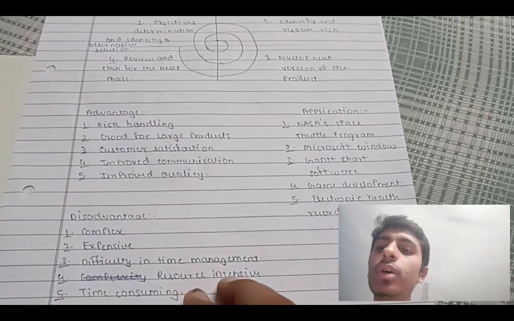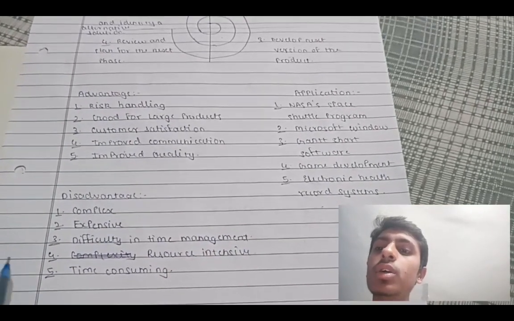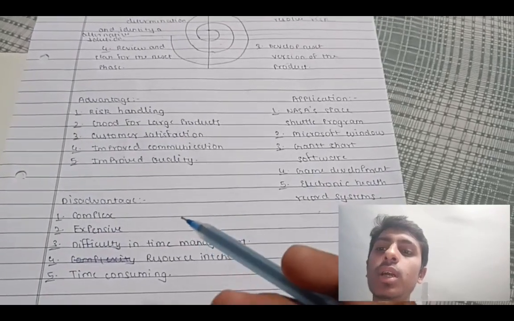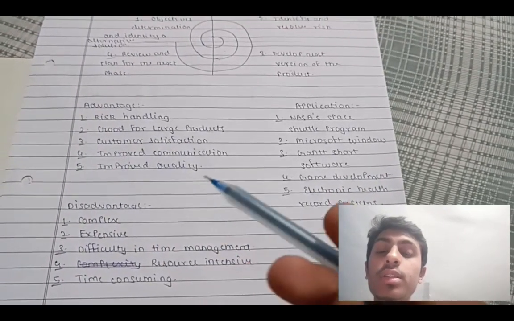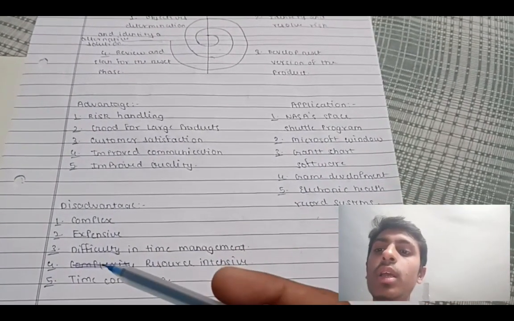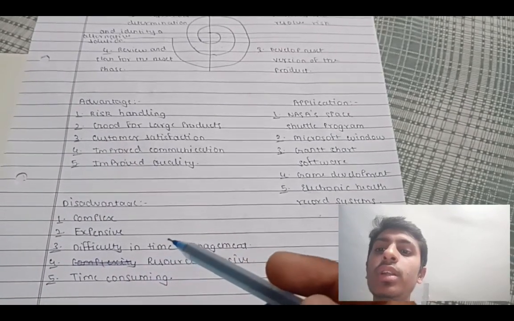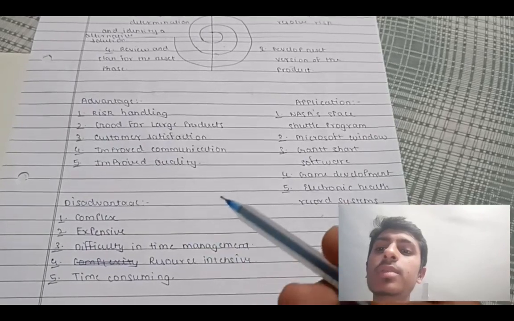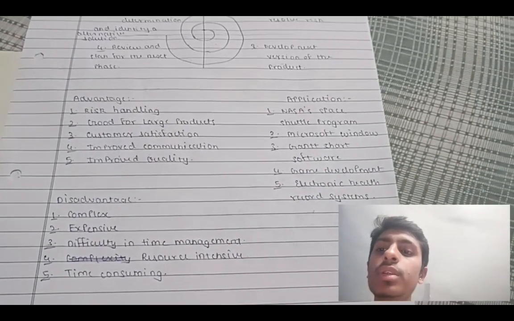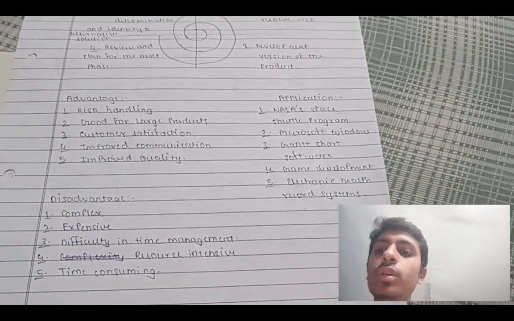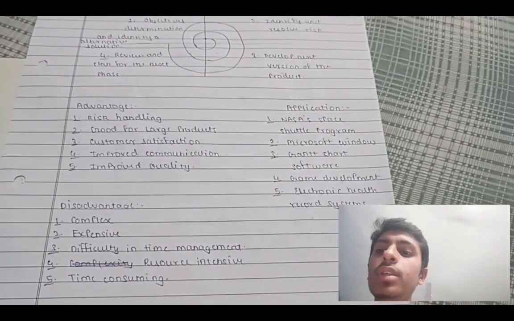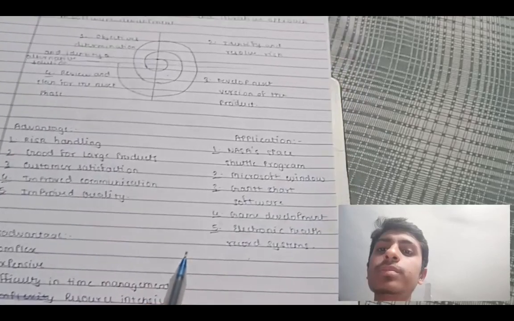Now we will talk about disadvantages. The first one is that the spiral model is very complex to use, and second, it is very expensive, and it is also difficult in time management. The fourth one is that it is resource intensive: as it is expensive, more human resources and more technical things are required. And the fifth one is that it is time consuming.